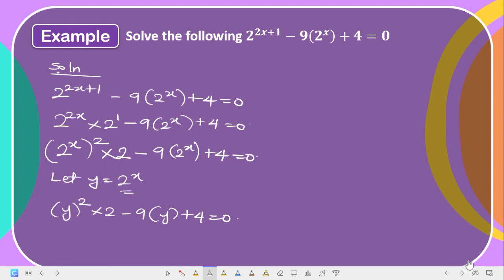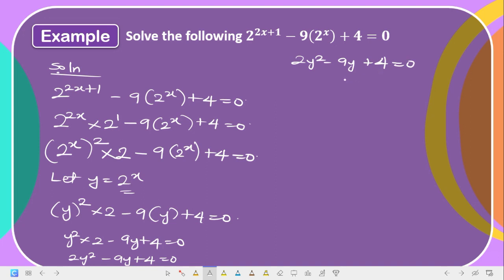So this will now give us y. This becomes y squared times 2 minus 9y plus 4, everything equal to 0. 2 times y squared is what? 2y squared minus 9y plus 4 is equal to 0. So we have 2y squared minus 9y plus 4 equals 0. Now we are going to use quadratic equation to solve this.